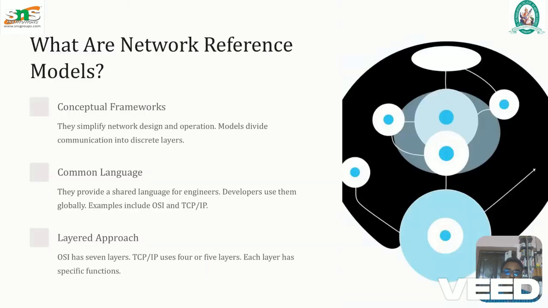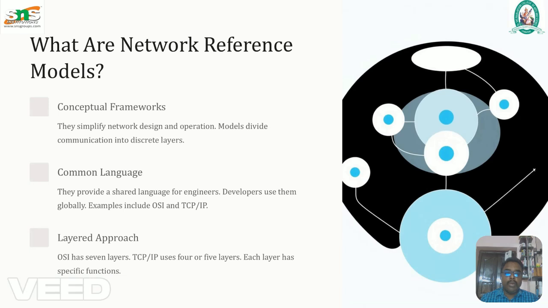So, what are network reference models? It is a conceptual framework that simplifies network design and operation. Here the models divide the communication into discrete layers, as we discussed in the OSI layer or the TCP/IP layer, and it also uses a common shared language for all the engineers, so that whenever they are implemented globally, especially this OSI and TCP, a common unique format is used. So a similar format is used throughout the world.